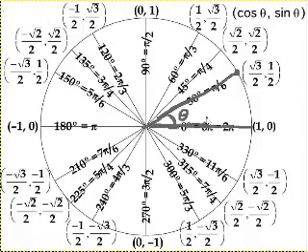In this case, this says 30 degrees equals pi over 6. So this angle right here is 30 degrees, or pi over 6 radians. And this definition tells us that the sine of 30 degrees is 1/2, and the cosine of 30 degrees is the square root of 3 over 2.